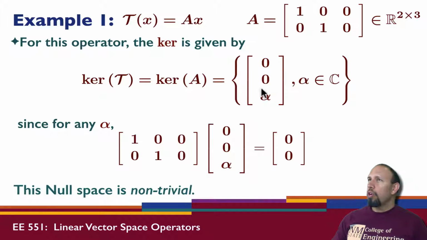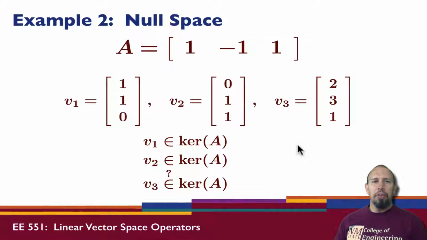So we can go through and show that the kernel is given by this, that is the null space. I can take this matrix, multiply by this column, and get 0. And this null space is non-trivial. It's non-trivial because it's not 0, and yet multiplying it gives 0. So there's an example of null space.